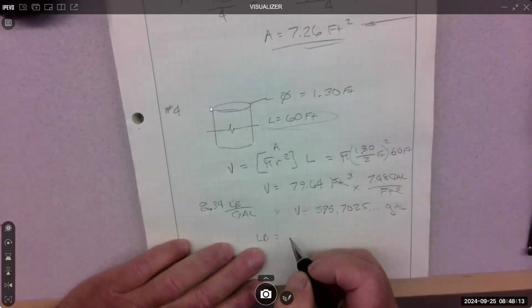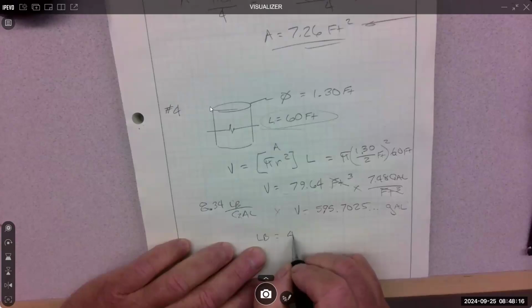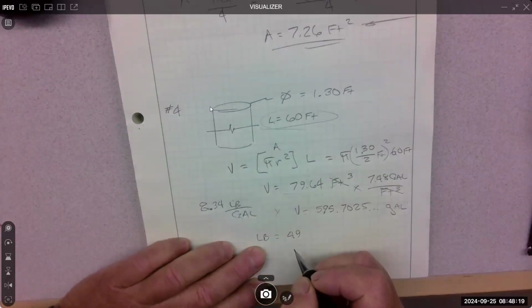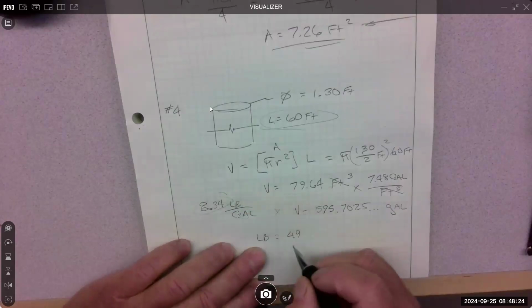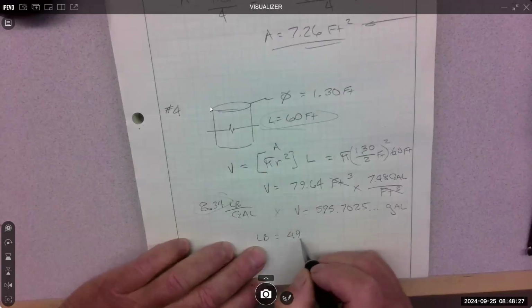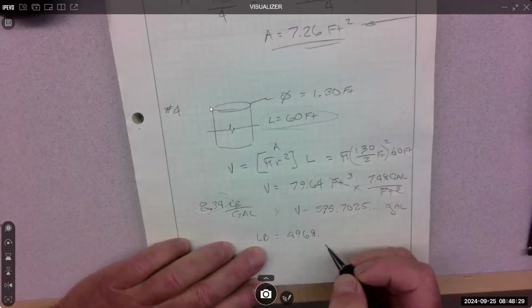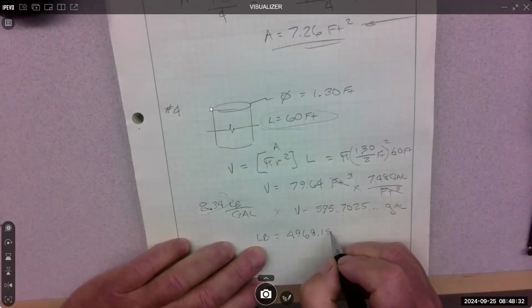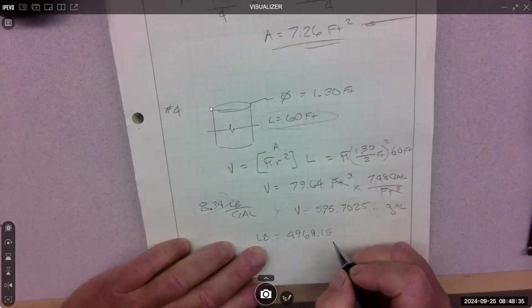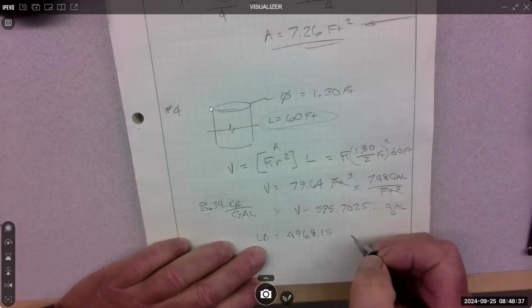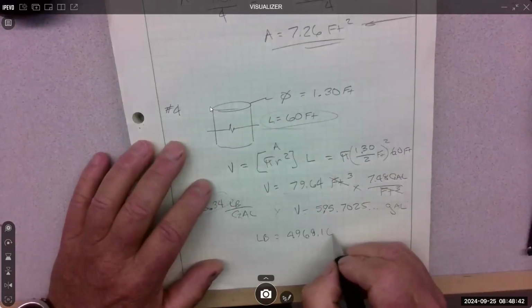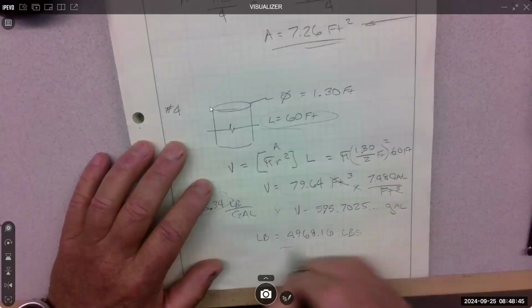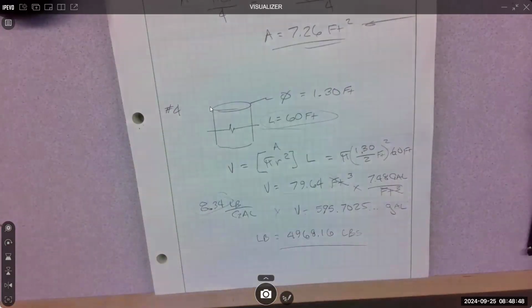Weight is weight. Well, it gave me 62.4 pounds per cubic foot. I don't know if that should still work if the 8.34 is good. 4968. Anybody else get 4968? No? Okay. Then it's going to round. Pounds.